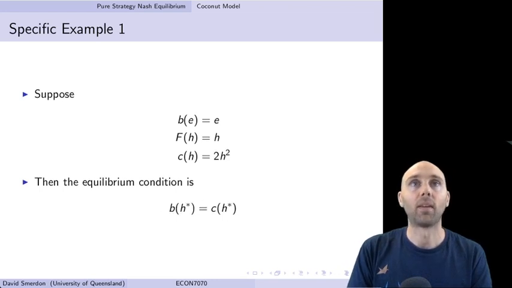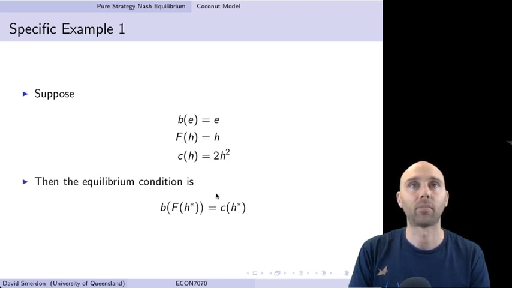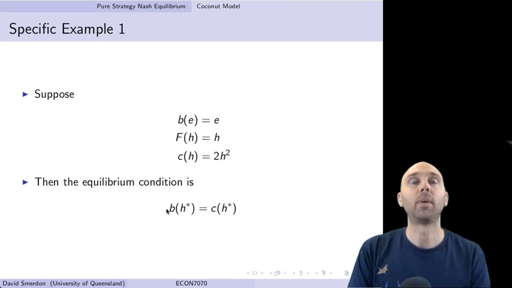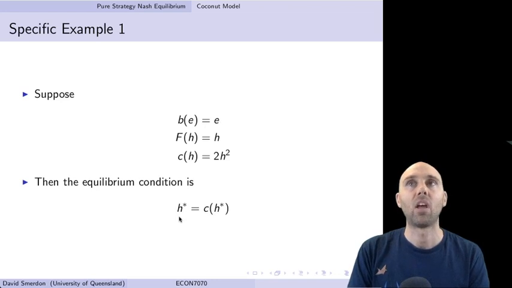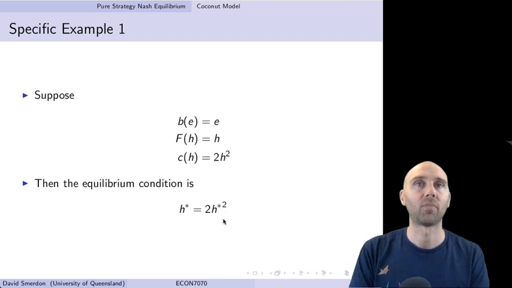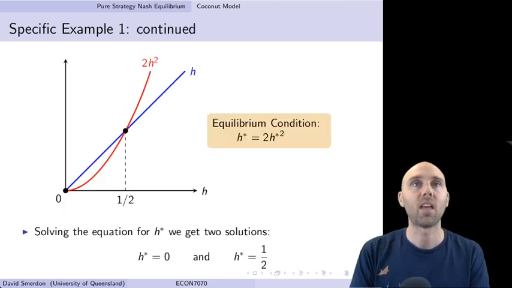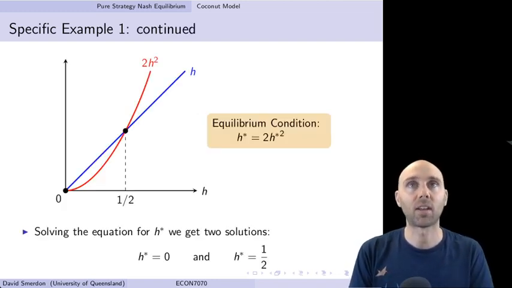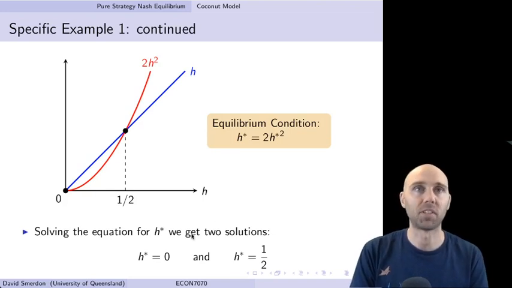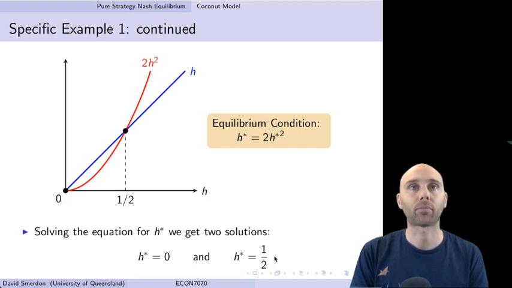Well, we get b of h star instead of b of f of h star because they're equal to each other. But b of e is e, so b of h star must also be h star. So we end up with h star is equal to 2h star squared. And we can plot this, and we can find exactly that h star that solves the condition. Of course, we still have 0, but we also have another one now of a half. So there are two equilibria.